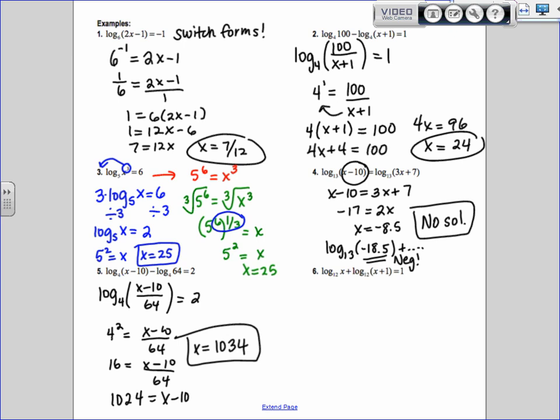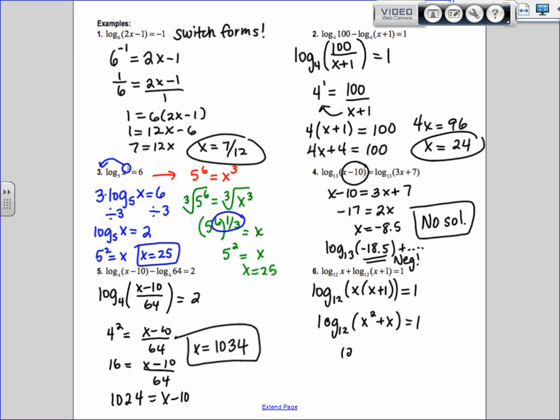All right, and then this one, if I have plus, Abby, what do I do? Multiply! That's right, we multiply. So I get log base 12 of x times x plus 1 equals 1. So I have 12 to the 1 equals, or sorry, maybe I should simplify first. So I'm going to have log base 12 of x squared plus x equals 1.